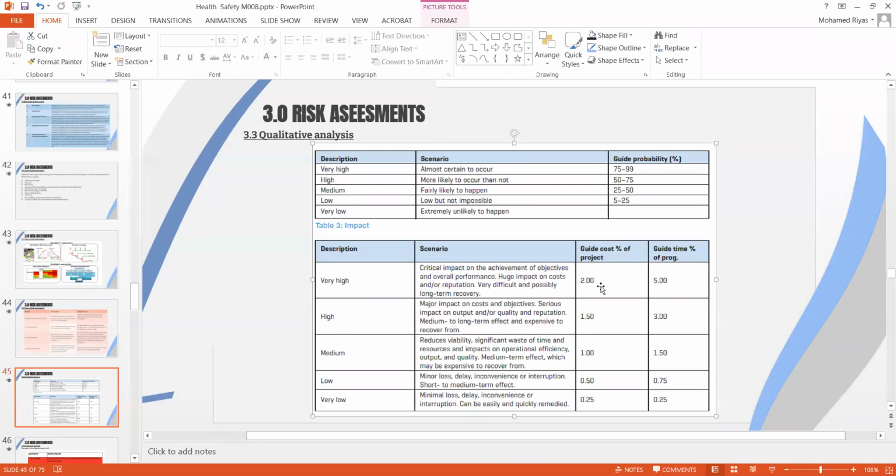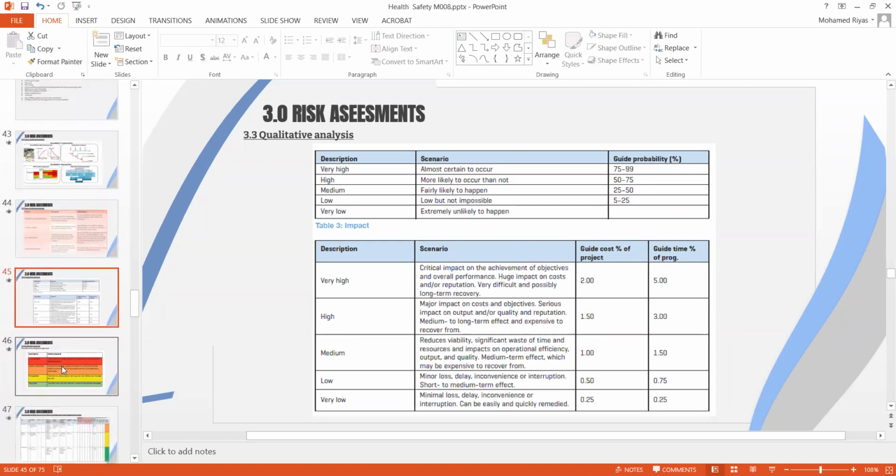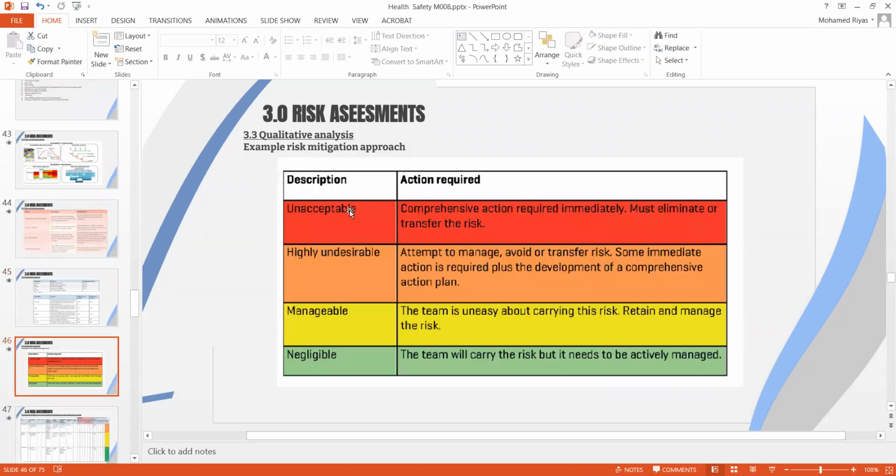But it's an individual requirement. You can set this 2% cost to 5% and program 5% to 2%, depending on your requirement. But you need to set similar parameters to define what is very high, what is medium, what is low, what is very low. Accordingly, you can start to rank, and we'll look at an example of how it's done for the risk assessment. Then you can start to give the colors, which give a snapshot of the risks listed in the risk register or risk assessment.